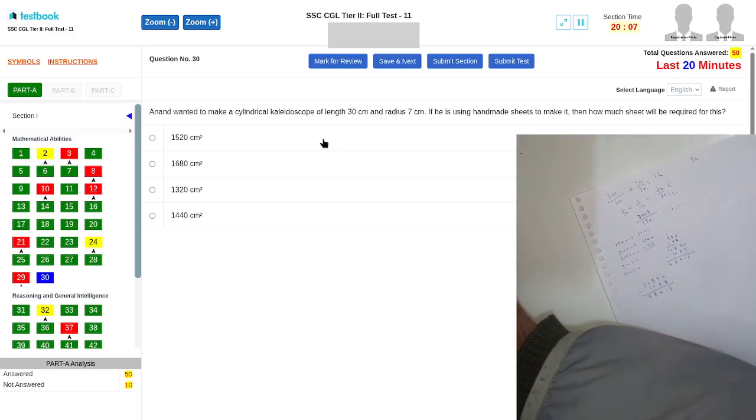Adam wanted to make a cylindrical kaleidoscope of length. If you are using a handmade sheet to make it, how much sheet will be required for this? The kaleidoscope. Kaleidoscope क्या होता है भाई?